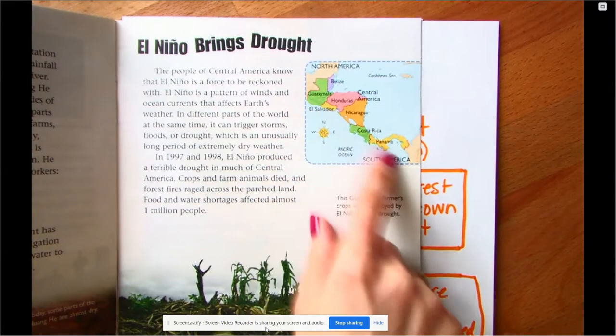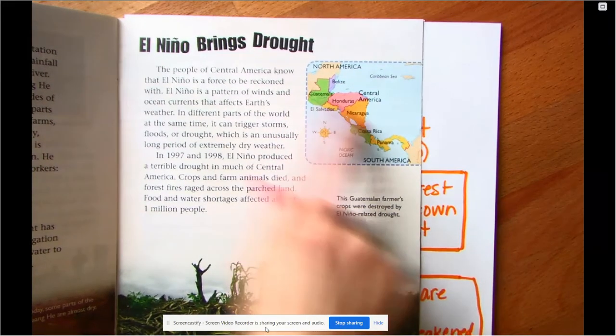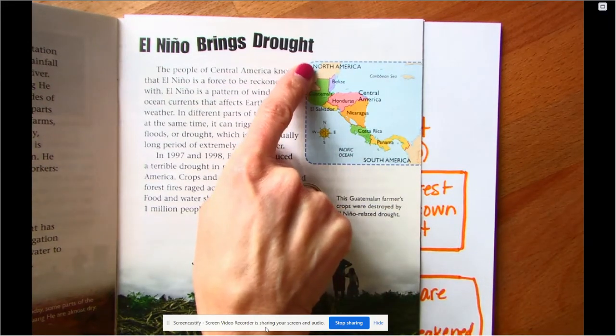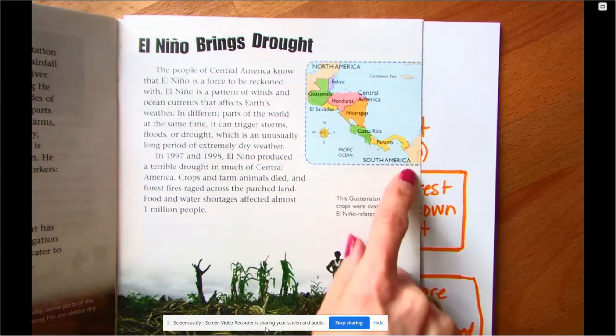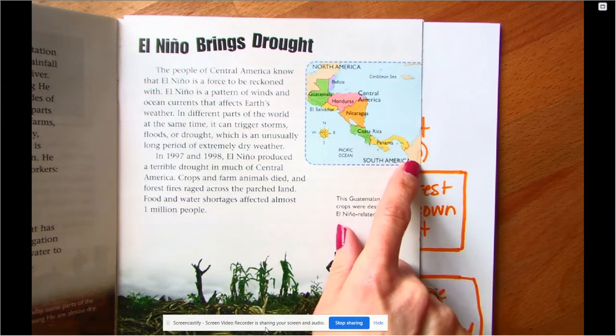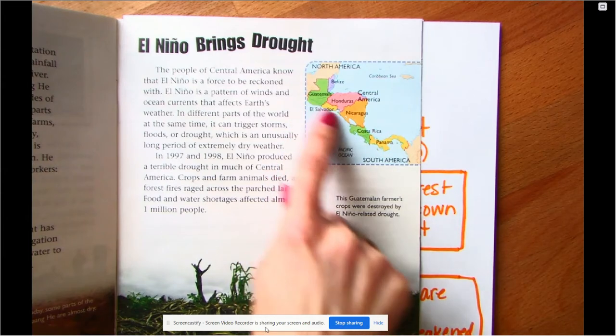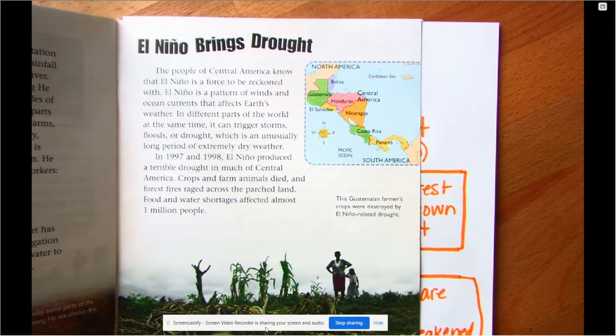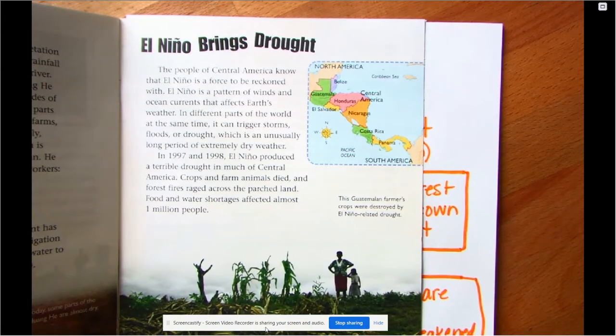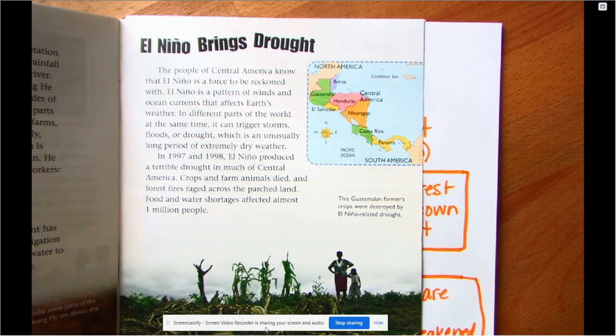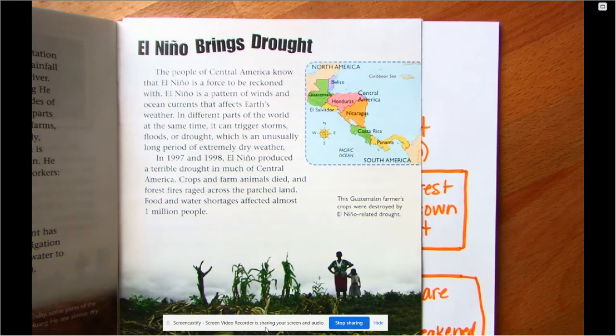So here is where Central America is located. North America is at the top, right to the north, which is Mexico and the United States. And then South America is down here at the bottom. So it connects those two places. And it's got countries like Honduras and Costa Rica, Panama. You'll see those on there. So this is where Central America is located.